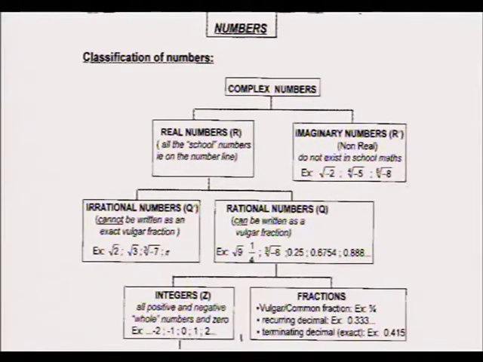So the first part is about the numbers. There are complex numbers, which are the real numbers as well as the imaginary numbers. And there are some examples. Real numbers exist out of irrational numbers as well as rational numbers. And then rational numbers will have integers as well as fractions.